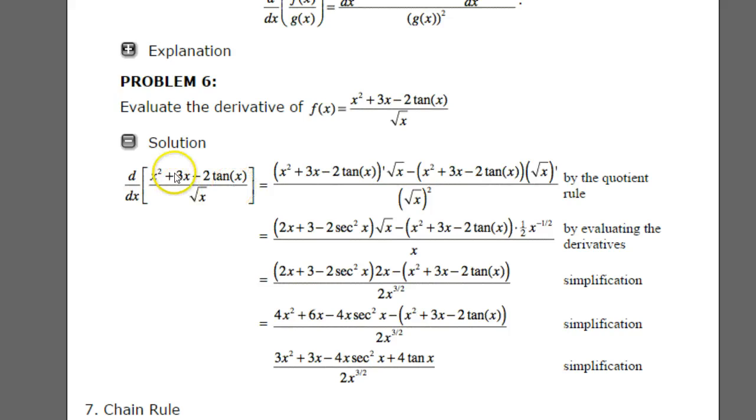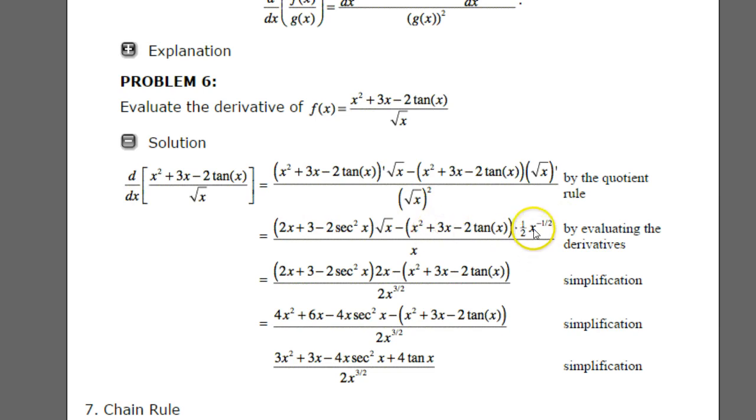Okay, so we go to the solution. First off, we do the derivative of the first, which is x squared plus 3x minus 2 tangent of x, which becomes 2x plus 3 minus 2 secant squared of x, times square root of x. When you're dealing with square roots of x, don't distribute, just leave them as is for now. Then we subtract the first function times the derivative of the second. As you guys remember, this turns into 1/2 times x to the negative 1/2. So we have our derivatives, we're all set.